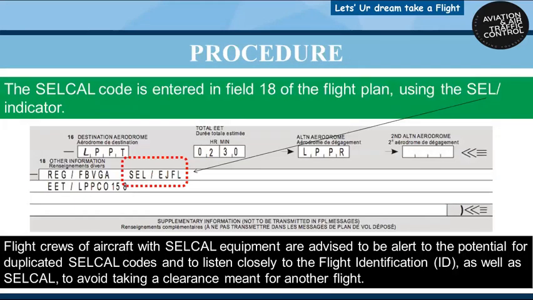The Selcal code is entered in field 18 of the flight plan using the SEL/ indicator. Flight crews of aircraft with Selcal equipment are advised to be alert to the potential for duplicated Selcal codes and to listen closely to the flight identification as well as Selcal to avoid taking a clearance meant for another flight.